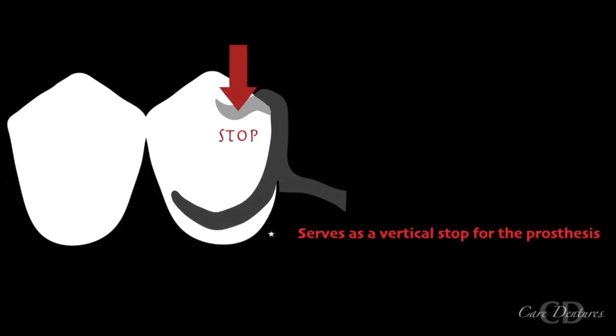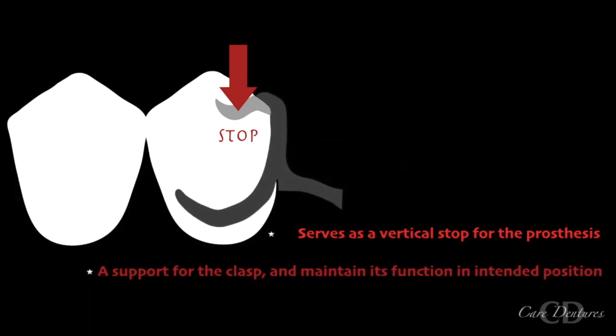On the other hand, a rest serves as a vertical stop for the prosthesis and disallows sinking of the denture in function. Next, a rest acts as support, especially for the retentive clasp of the direct retainer, and maintains its function in the desired or intended position.